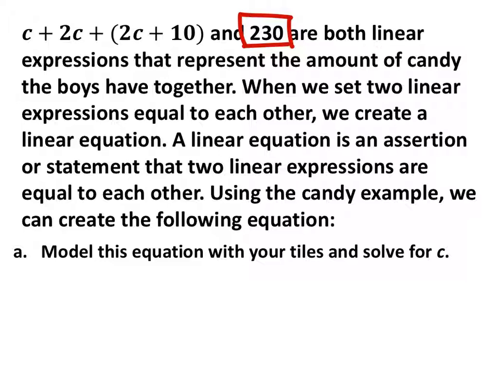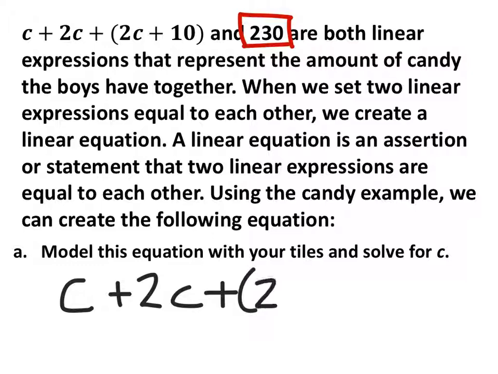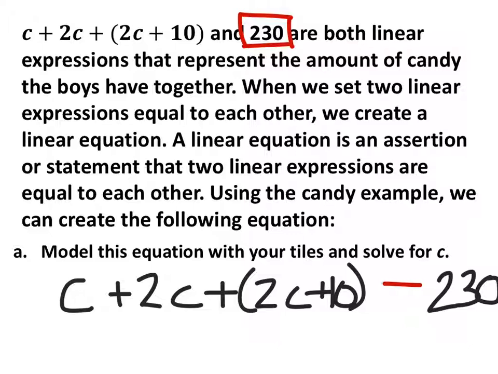So let's write an expression, the first one there: C plus 2C plus the quantity 2C plus 10. This right here is an expression. We can also write another expression, 230. To make this an equation, we just need to put an equal sign between these.